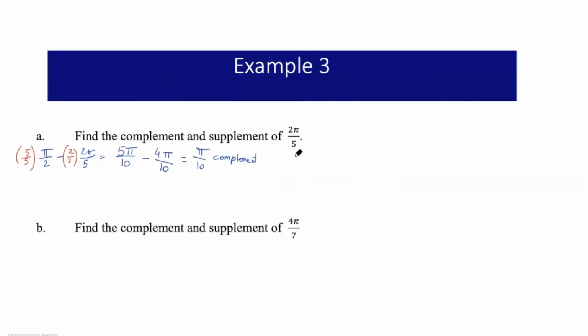The supplementary angle, or supplement, is what is missing to get to pi. So pi minus 2 pi over 5 will give me my supplementary angle. I need to do the same thing and find the common denominator. So I multiply the first term by 5 over 5, and I get 5 pi over 5 minus 2 pi over 5, which gives me 3 pi over 5, and that is going to be my supplementary angle.